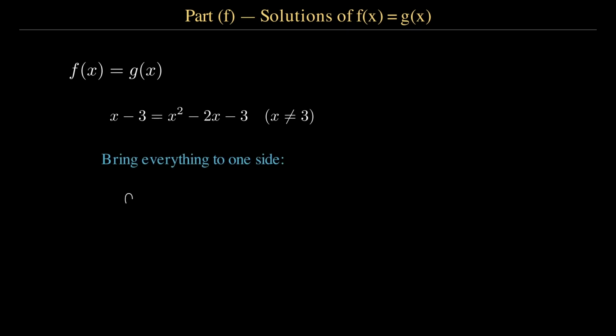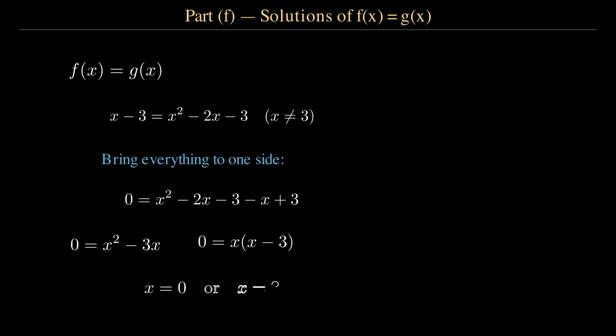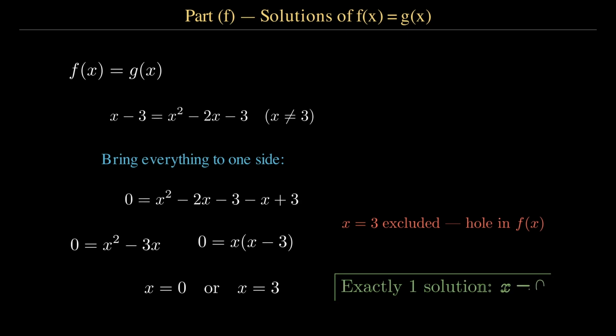0 equals x squared minus 2x minus 3 minus x plus 3. Simplify. 0 equals x squared minus 3x. Factor. 0 equals x times (x minus 3). So x equals 0 or x equals 3. Now check. x equals 3 is excluded from the domain of f. That's where the hole is. So x equals 3 is not a valid solution. That leaves exactly one solution, x equals 0.